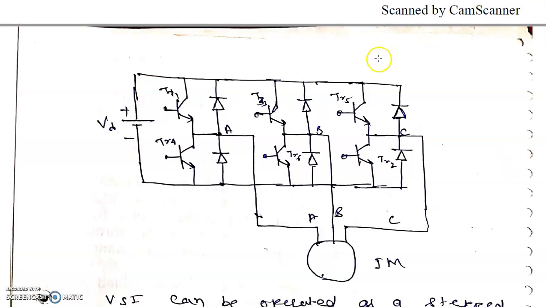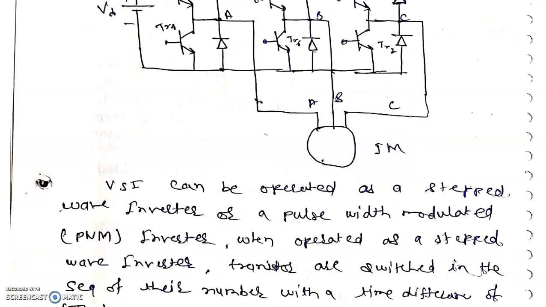The VSI scheme we have already discussed in the previous semester, so we need not discuss it in detail. But the VSI scheme shown here can be operated as a stepped wave inverter or a pulse width modulated inverter. There are two types of VSI scheme: one is the stepped wave inverter and the other is the pulse width modulated inverter.